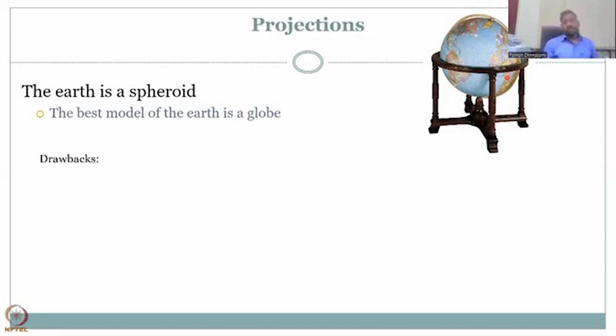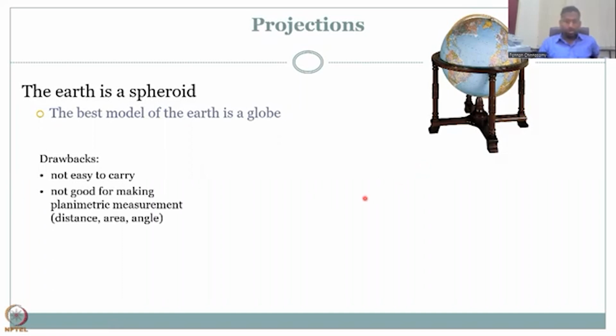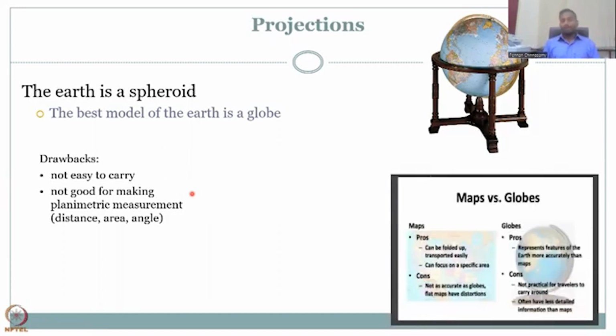So coming back, we cannot use this. Why? Because you cannot carry the globe everywhere. Yes, this is the best model of the planet, but you cannot carry it everywhere. It is also not good for making planimetric measurements, distance, area, angle, for example, because you have to zoom in. Zooming in and zooming out is not possible on a globe. So for that, we have maps.